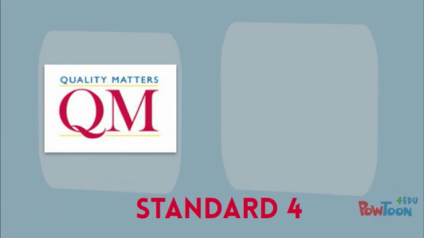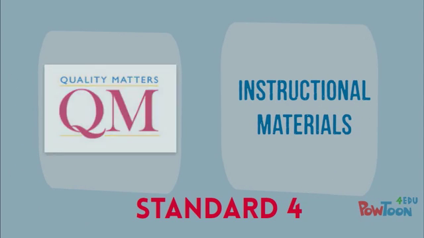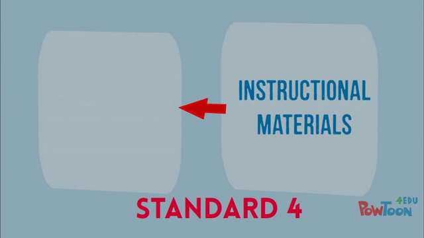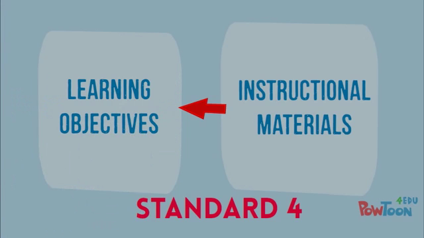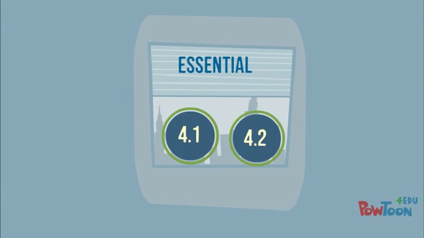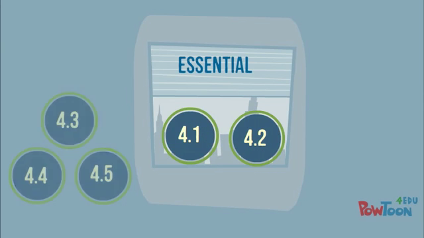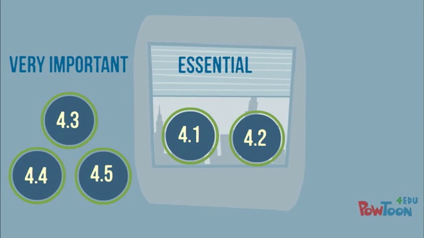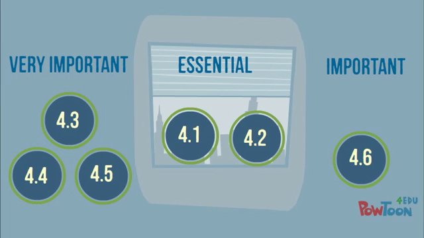It aims to explore the fourth Quality Matters standard, which turns attention to instructional materials. Instructional materials enable learners to achieve stated learning objectives or competencies. Hence, the focus of this standard is on supporting the course objectives and competencies through the proper use of instructional materials. The first two components are essential in this standard. The third, fourth, and fifth are very important, while the sixth component falls within the important category. Next, let's look into some details.